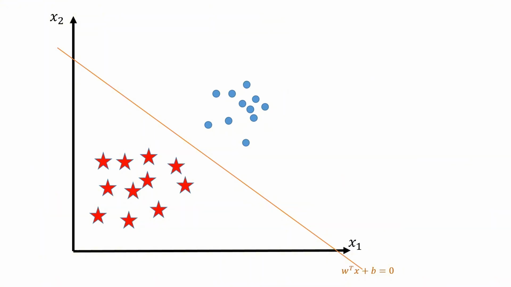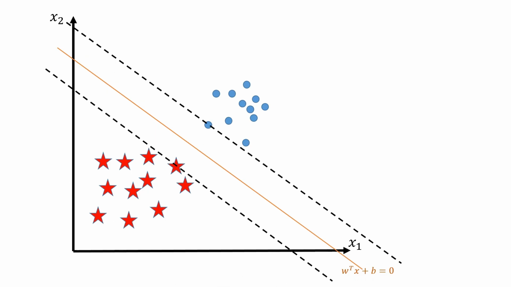But here's the secret. This line actually has no independent power. It is entirely controlled by something else, these two dashed lines on the sides. These dashed lines are the margin boundaries. Think of them as the shoulders of a highway or a safety buffer zone. SVM enforces a strict rule. Every data point must stay behind its own margin. For the positive class, the boundary is. And for the negative class, it is.